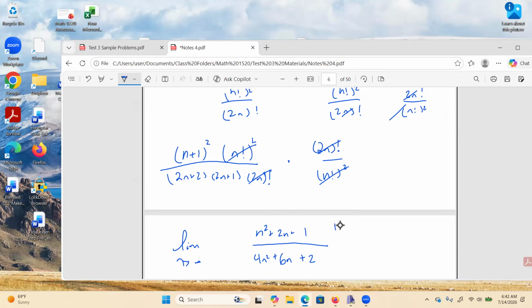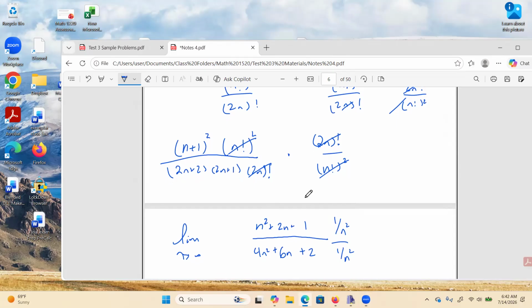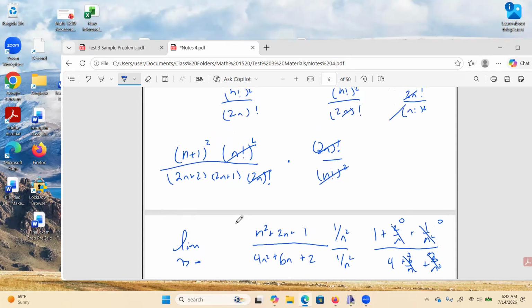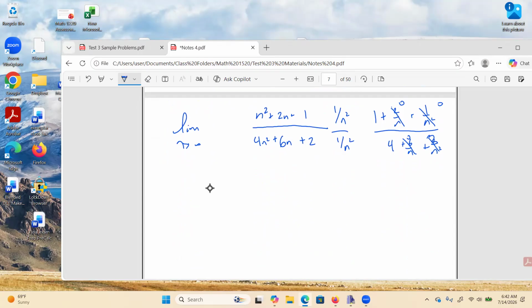I'm going to multiply by 1 over n squared on top and bottom here, because that's the easy way to deal with the limit. So we end up with 1 plus 2 over n plus 1 over n squared, divided by 4 plus 6 over n plus 2 over n squared. As I apply my limit, because from Calc 1 we know that each of these goes to 0, we are left with our limit L equal to 1/4.